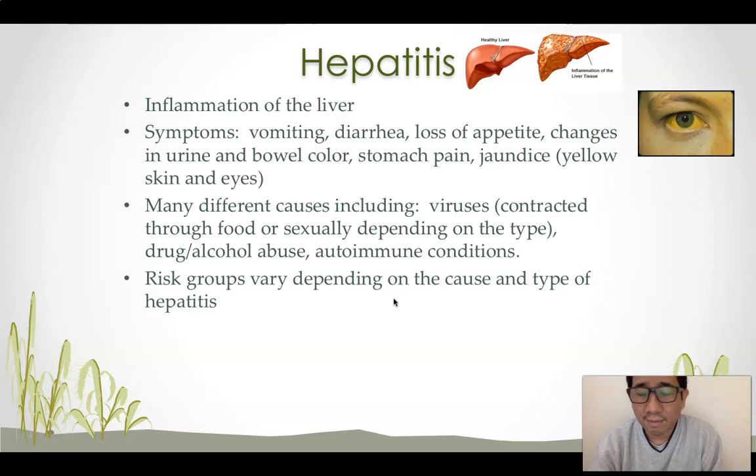Hepatitis, you have A, B, C, D, E. So you have 5, the main ones. We actually have more than 5, but the main 5 are A, B, C, D, E. Anything with the vowels will actually come from the bowel, which means oral-fecal. So A and E is oral-fecal.